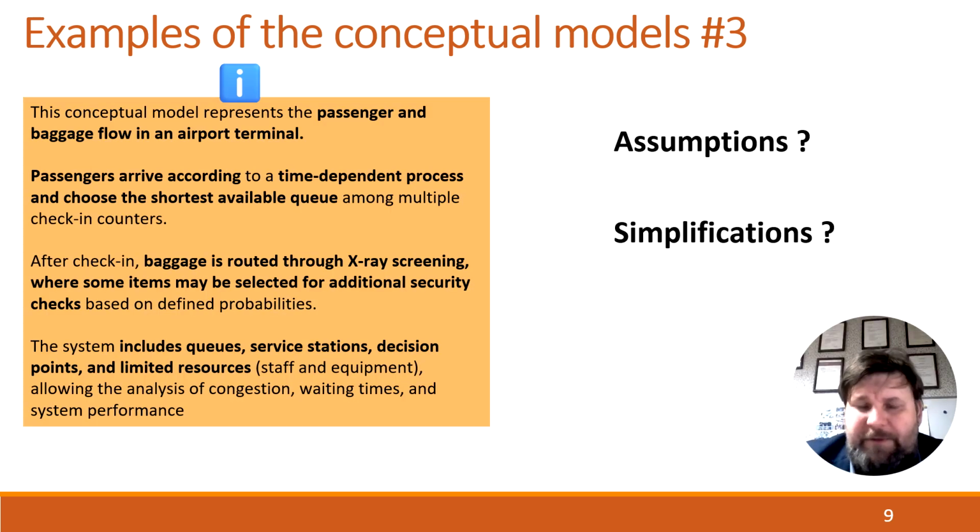Okay, most probably you caught that the conceptual model which we have just seen represents passenger and baggage flow in an airport terminal. So we have an arrival of passengers. It's most probably a random process. Passengers select the shortest available queue among multiple check-ins. So baggage is routed and checked for security issues.